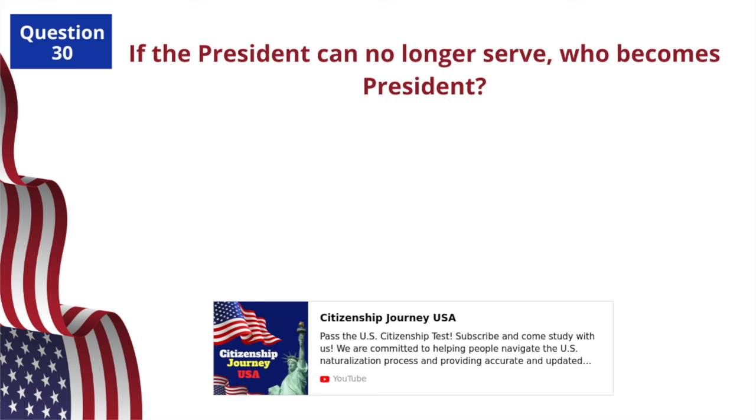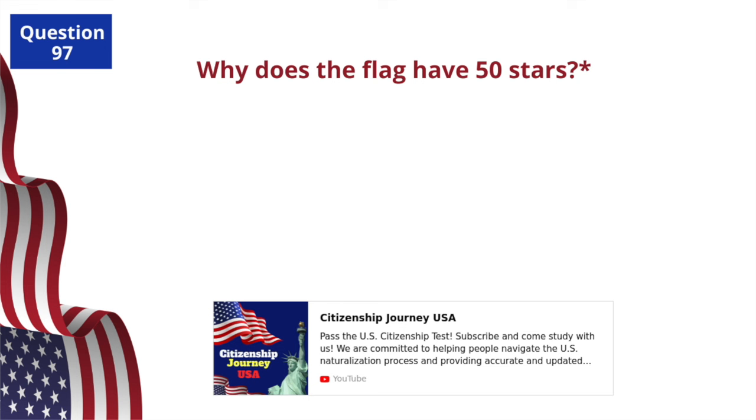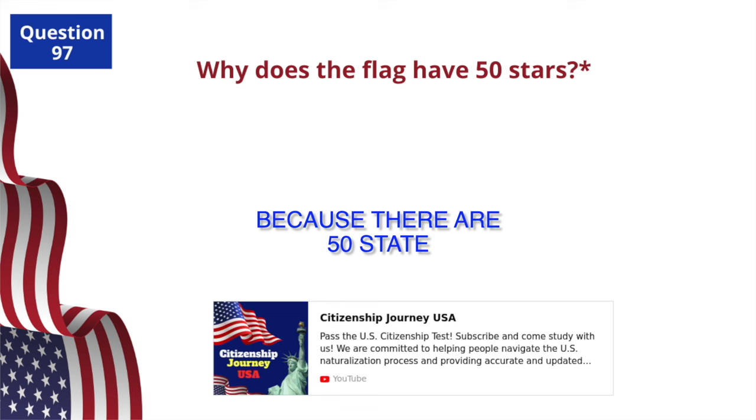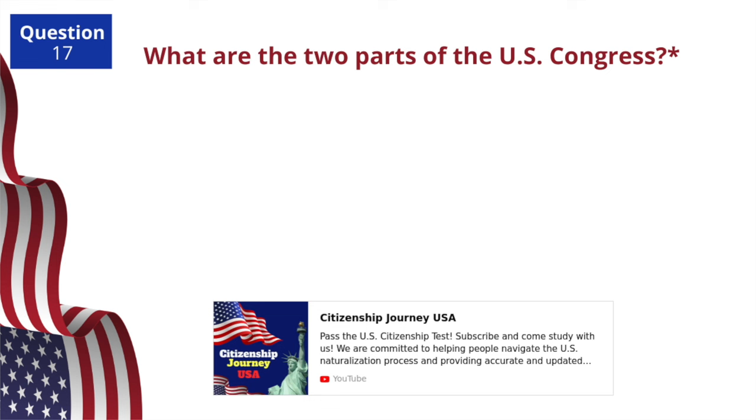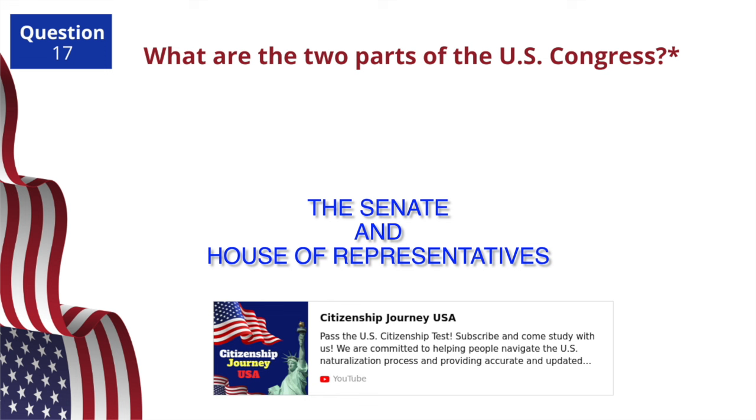If the president can no longer serve, who becomes president? The vice president. Why does the flag have 50 stars? Because there are 50 states. What are the two parts of the U.S. Congress? The Senate and House of Representatives.